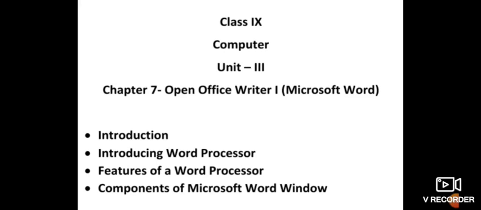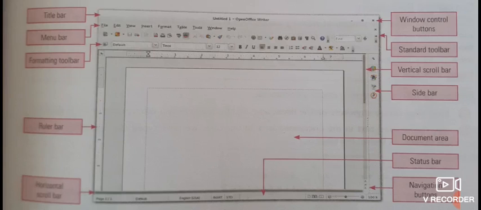Now come to the components of the Microsoft Word window. When we open a word processor, meaning Microsoft Word, how does the window look to us? As you see in this video, these are the components of the Microsoft Word window or OpenOffice Writer.